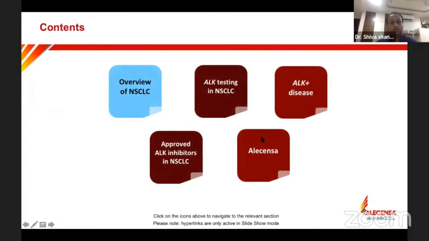So we'll be briefly walking through these headings: overview of non-small cell lung cancer, how do we test for ALK in non-small cell lung cancer and when do we test, what is ALK positive non-small cell lung cancer, what are the approved ALK inhibitors with the landmark trials which have led to their approval, and finally the most important ALK inhibitor, that is alectinib.